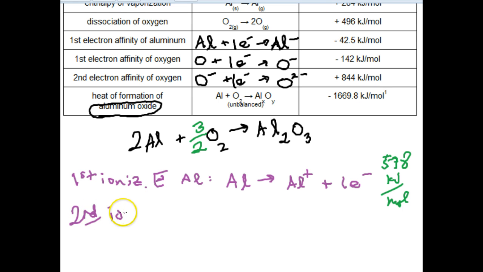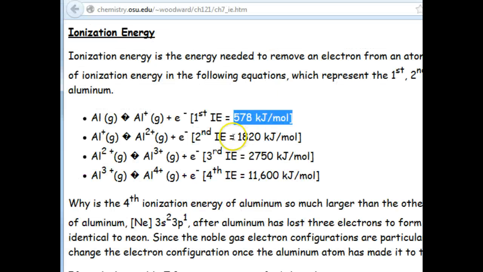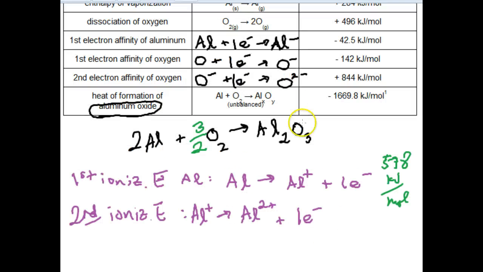Second ionization energy for Al, and that's going to be, you take the Al1 plus ion and you grab another electron, the second electron, so you get Al2 plus. So this here is the second electron, okay, from aluminum, and that costs you 1820 kilojoules per mole.